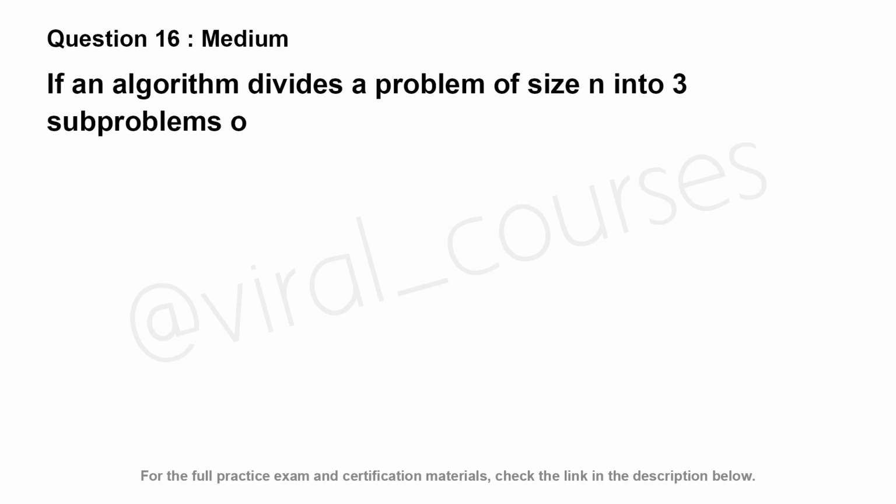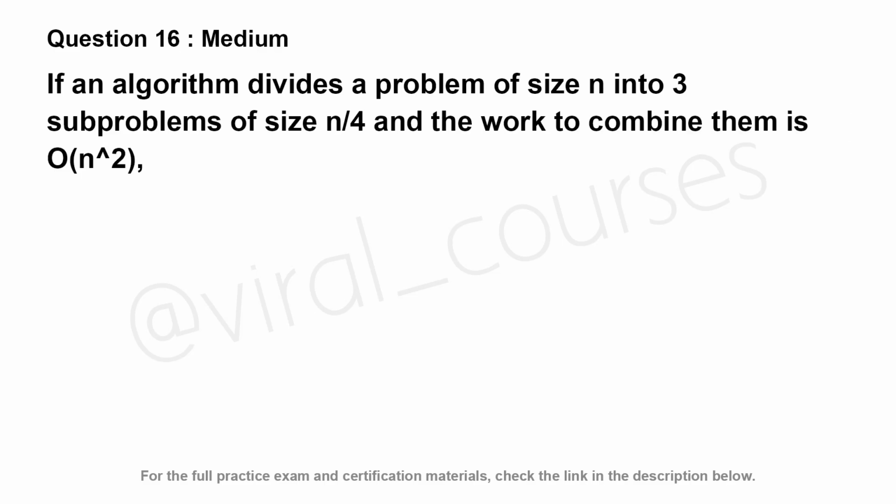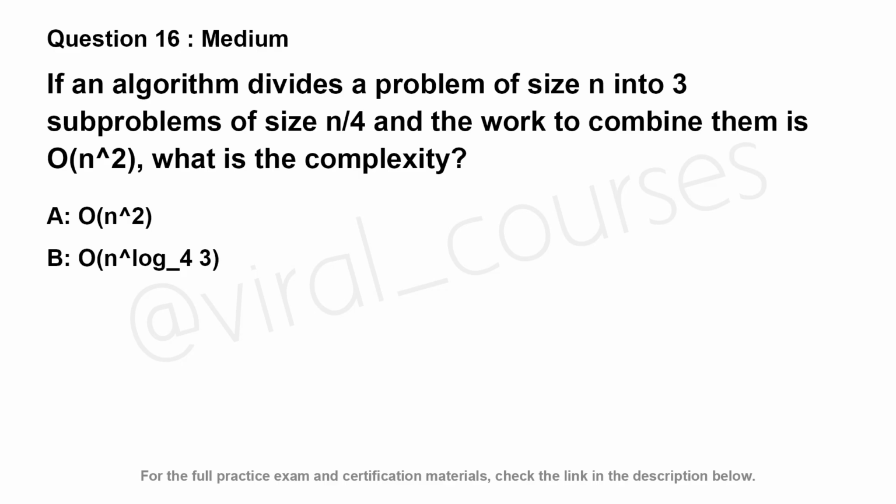If an algorithm divides a problem of size n into 3 subproblems of size n/4, and the work to combine them is O(n squared), what is the complexity? Option A, O(n squared). Option B, O(n^(log base 4 of 3)). Option C, O(n cubed). Option D, O(n log n).